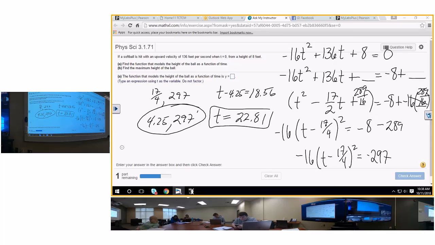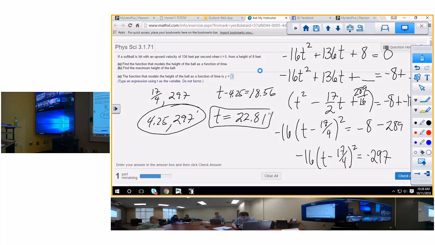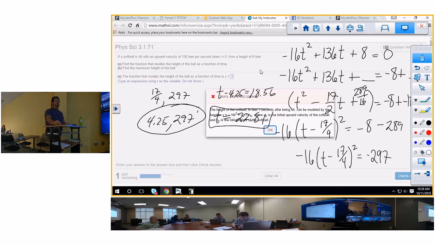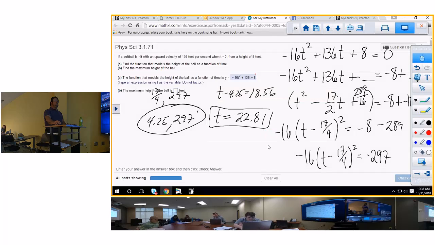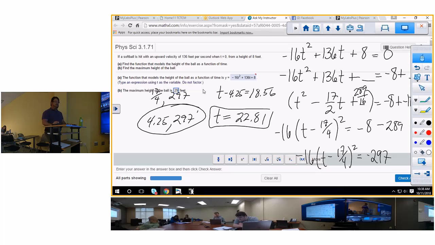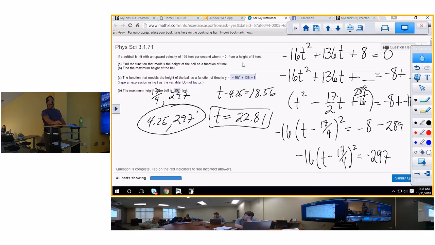Luckily, y'all as business majors aren't going to have to take very much physics. But it's a good problem to show you how the vertex works as well as the x-intercept. The maximum height is 297 feet, and it's going to hit the ground at 22.81 seconds. Good problem.